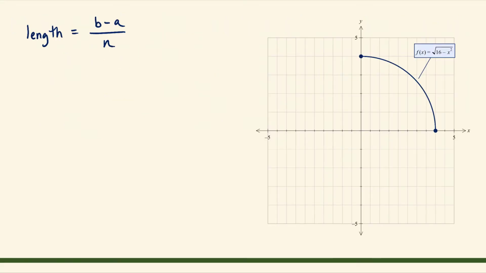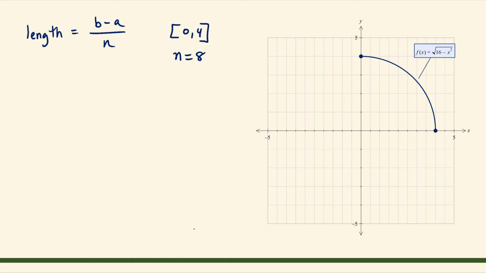First, we will determine the length of each subinterval using the formula b minus a over n, where b is the right endpoint of the interval, a is the left endpoint of the interval, and n is the number of subdivisions. We are approximating the area under the curve from 0 to 4. Therefore, we will substitute 4 in for b, 0 in for a, and we're being asked to use 8 subdivisions, therefore n will equal 8.